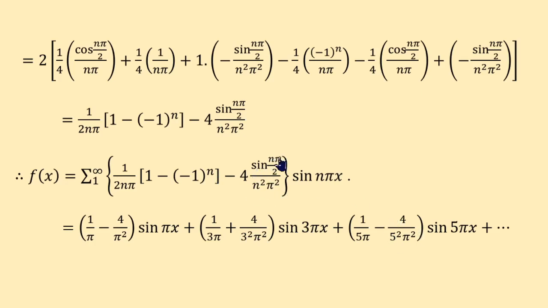When n is 4, again this is plus, and hence this minus remains. Sorry, for n is 5, 5 pi by 2 is nothing but sin pi by 2, and hence it is 1. So this minus remains: 1 by 5 pi minus 4 by 5 square pi square sin 5 pi x. And when n is 7, once again it becomes 1 by 7 pi plus 4 by 7 square pi square sin 7 pi x. Similarly, the next term becomes minus sign. Okay, so this is how we got the half range sine series for the given function.